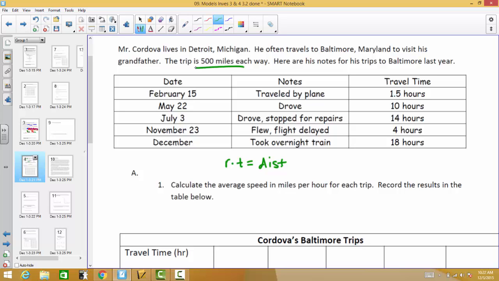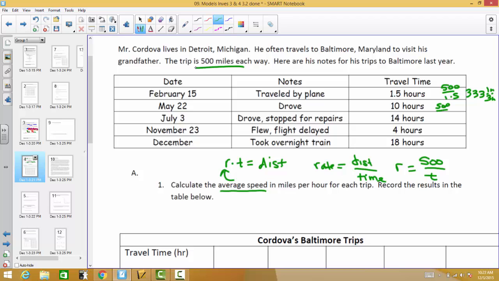So we want to calculate the average speed. We want to calculate this rate. So the rate would be the distance, which is 500, divided by the time. Always a 500-mile trip. So rate is 500 divided by time. So 500 divided by 1.5, I'm going to grab a calculator, is 333 and a third. And then that is rate, so that's miles per hour.